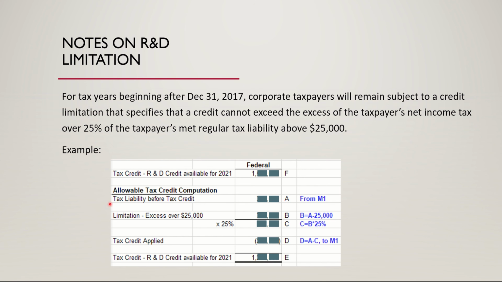You can see the allowable tax credit computation is using tax liability before tax credit. This is directly from M1, and the limitation is B. B is equal to tax liability before tax credits minus the 25K, and C is equal to B amount times 25%. Tax credit applied is equal to A minus C. So this amount also goes directly back to M1.